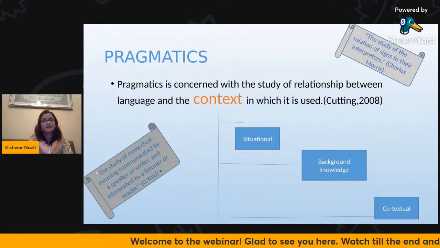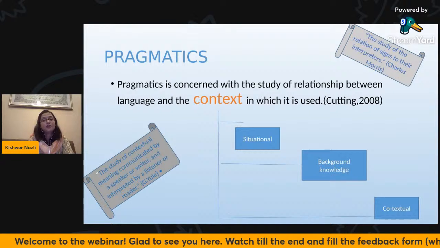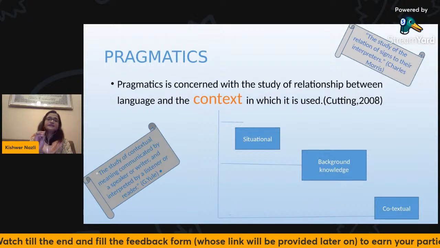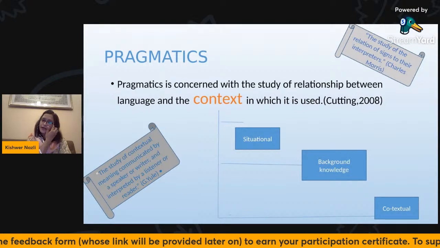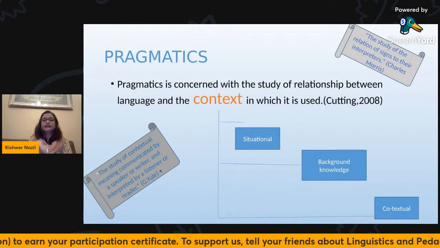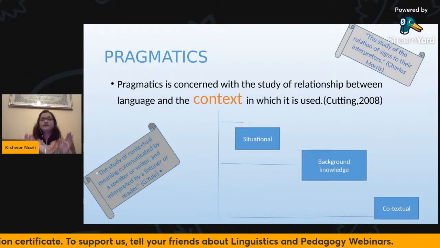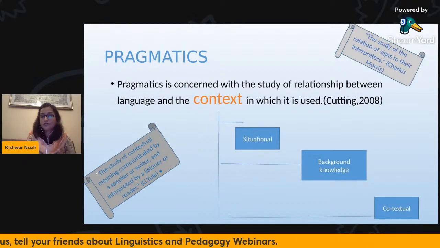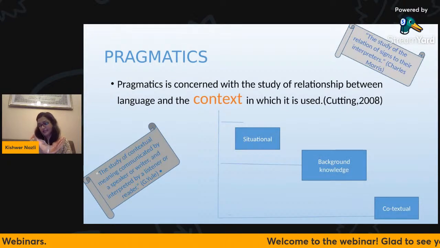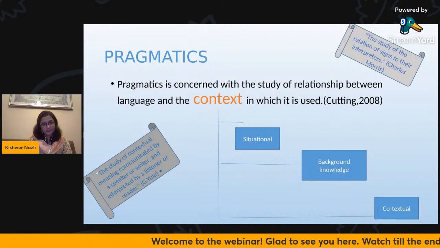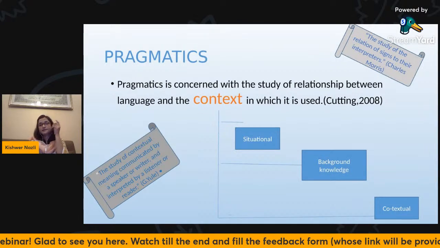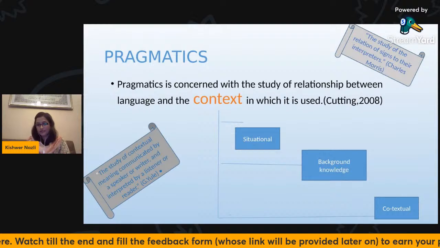It is a relatively new definition: pragmatics is concerned with the study of the relationship between language and context. Context is the key, the backbone of pragmatics. Now, what is context? Context is basically the whole set of features in which an utterance takes place. Without understanding context, it is nearly impossible to understand the utterance of any speaker. The producer of the utterance or the hearer, both would face difficulties. There are three types of context: situational context, background knowledge, and co-textual context.